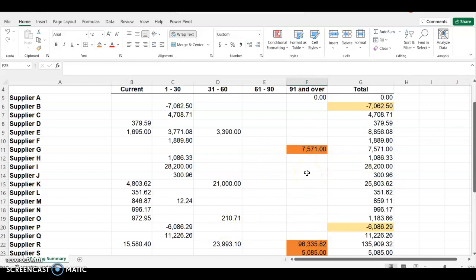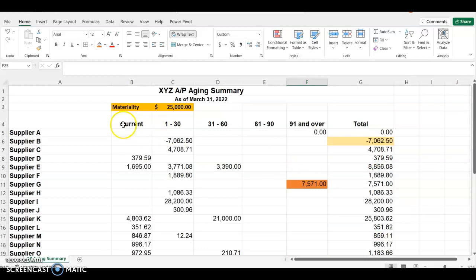So the fourth thing you want to scan for is any large balances. Okay, so those will be balances over our materiality. So in this case, our materiality is 25,000, and I hope you know what we mean by materiality. If you don't, I have a video on materiality. Okay, so materiality is 25,000. So any balance or any amount over 25,000, we are going to highlight those.